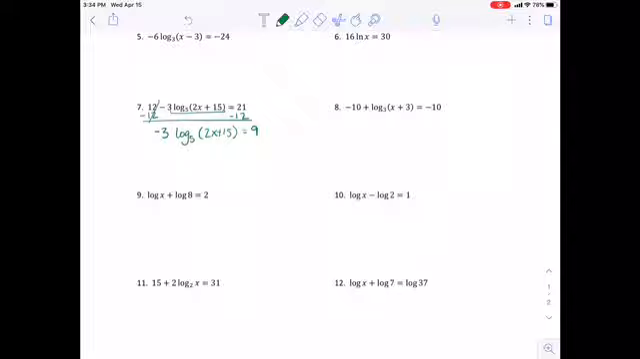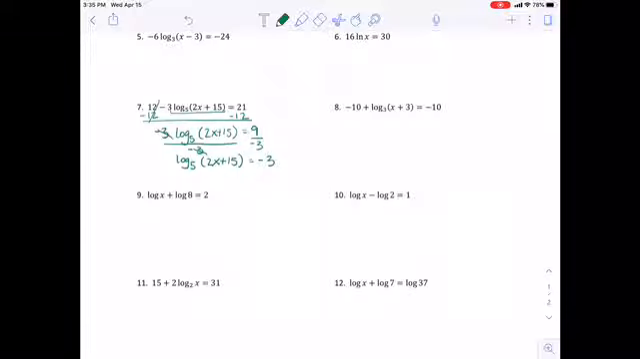Now I still need my log to be alone, which means the negative 3 in front of it has to go. So I'm going to divide on both sides by negative 3. That will give me that the log base 5 of 2x plus 15 is equal to 9 divided by negative 3, which is negative 3.